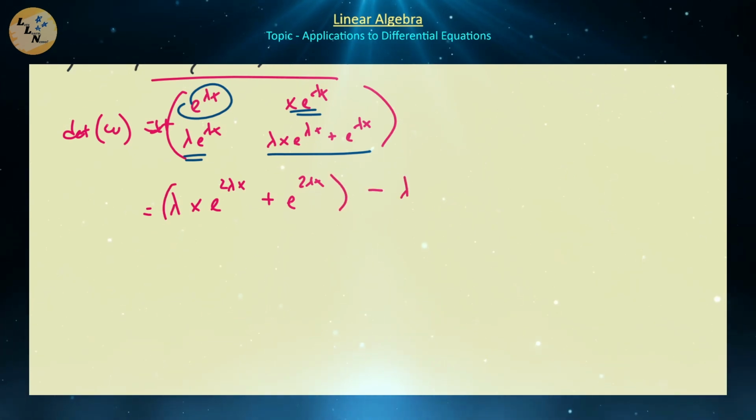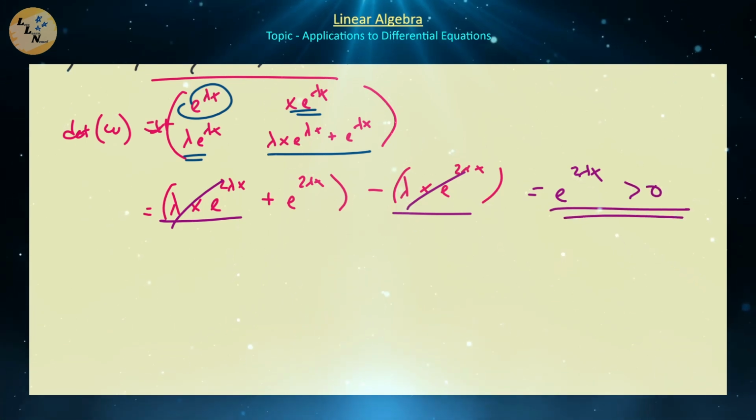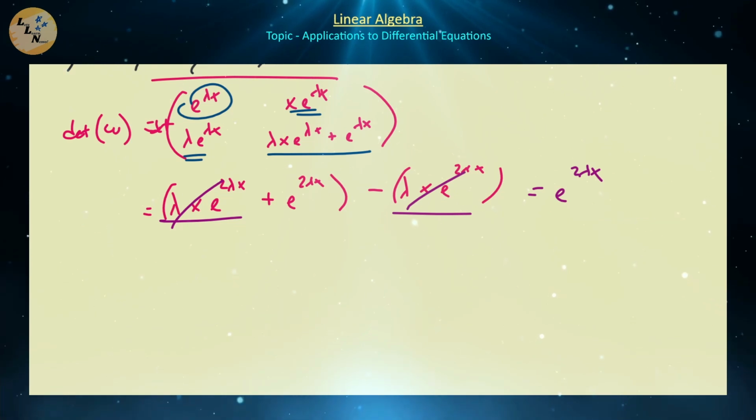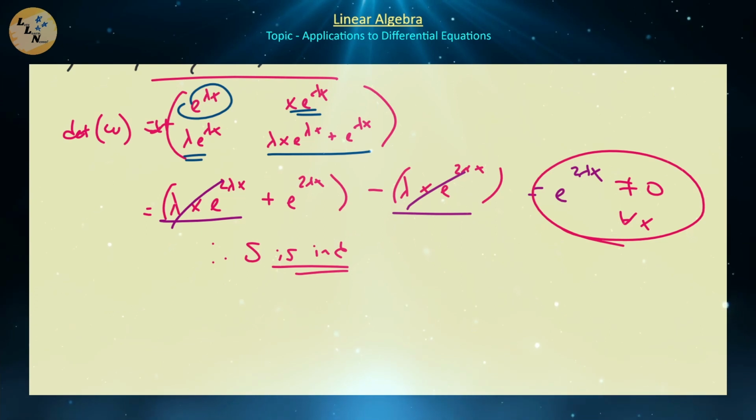So minus lambda x e to the 2 lambda x, and that's going to come out to what? Notice that that term and that term are the same, so we can cancel those out, and we're just going to be equal to e to the 2 lambda x. So we know that this is greater than or equal to 0. Actually, I'm not going to say it's greater than or equal to because our lambda could be negative, but it's not going to be equal to 0 for all values of x, right? So that means that the set S is an independent set of C infinity.